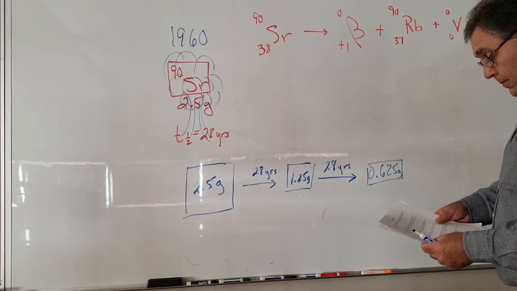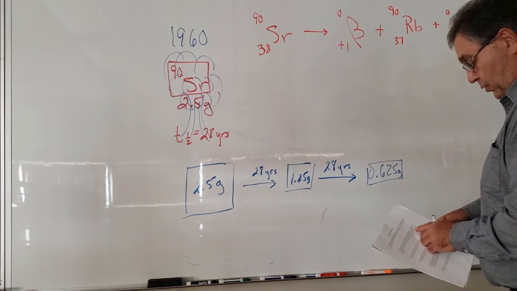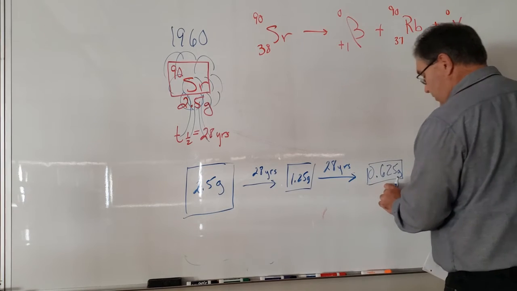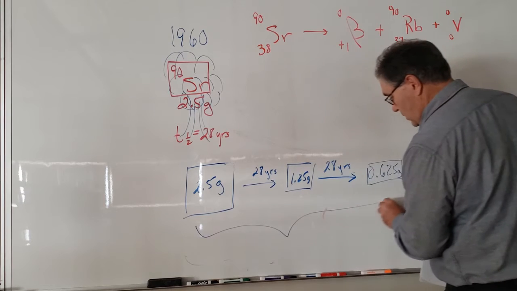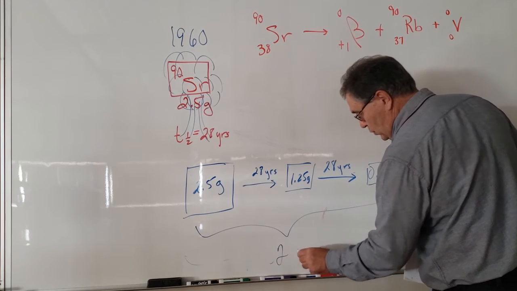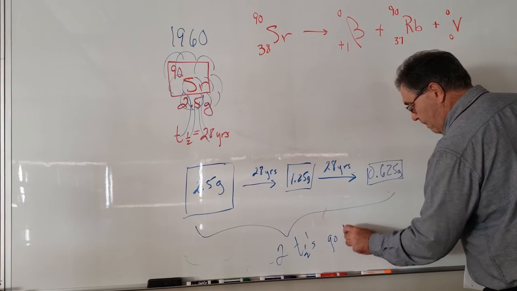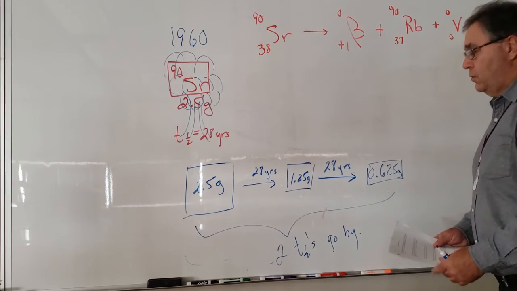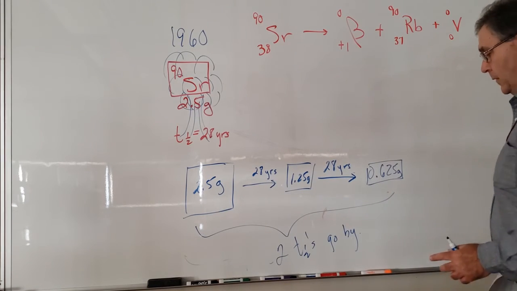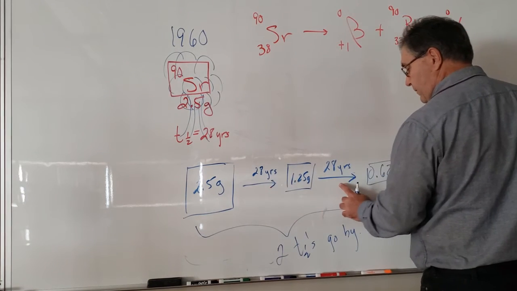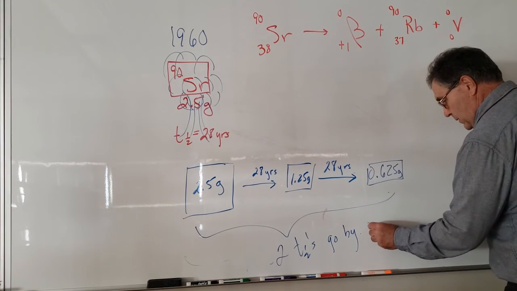Go back to the problem, and they want to know in what year will only 0.625 grams of strontium 90 remain. Well, this amount is hit after 2 half-lives. 2 T1/2 go by in order to get from 2.5 grams to 0.625 grams. So that's a total of 28 plus 28, which is 56 years.